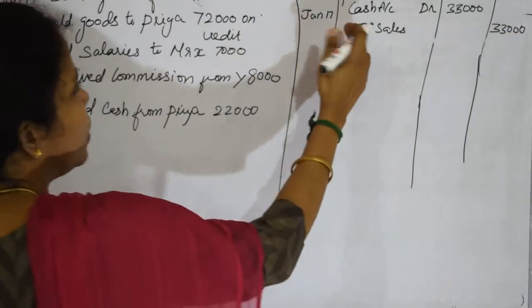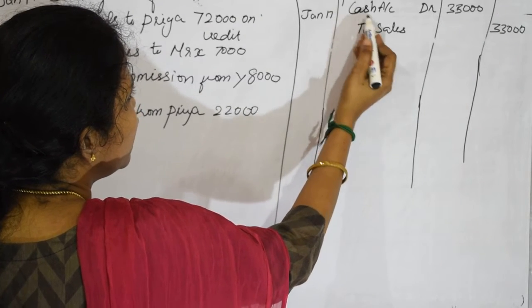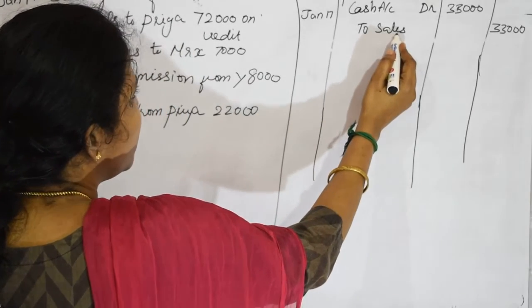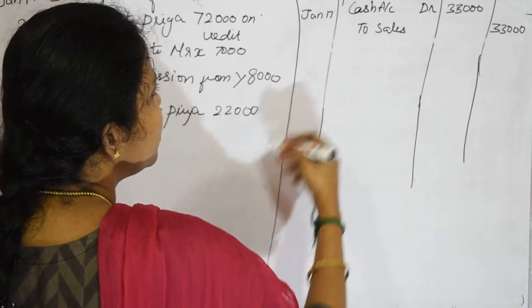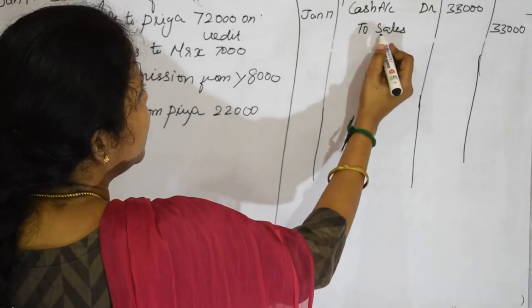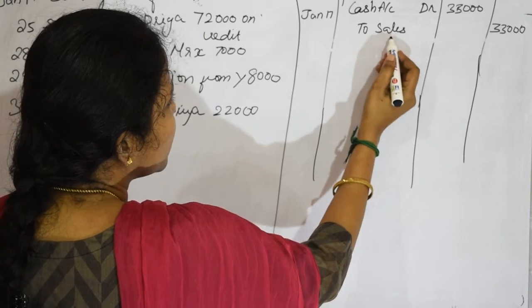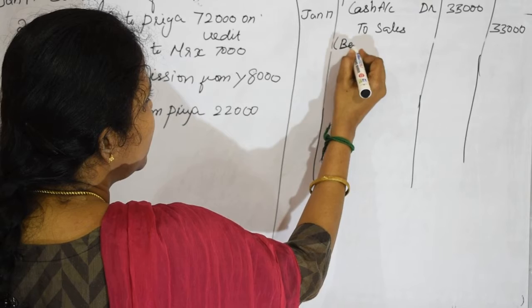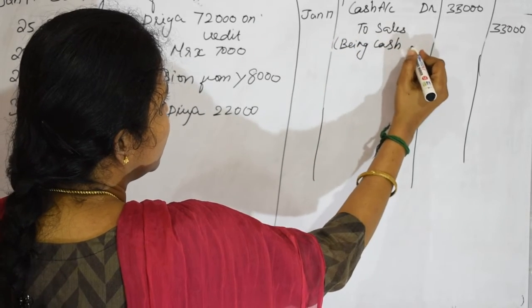Here debit what comes in, credit what goes out. Here cash comes in, so we are entering sales. By doing sales we are getting the revenue. Revenue is a nominal account. Credit all the gains and incomes. So we are crediting the sales. So the entry will be the cash sales made.